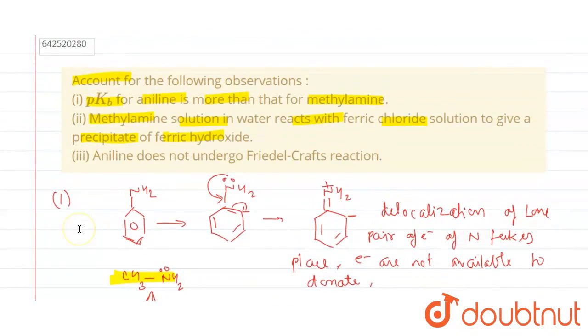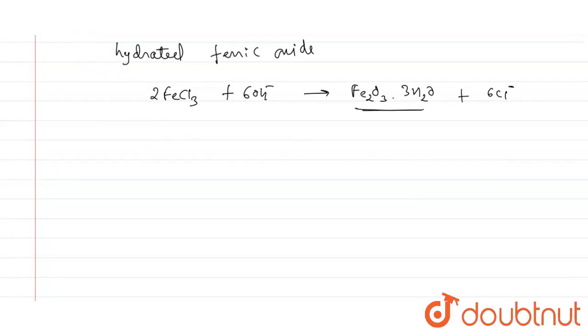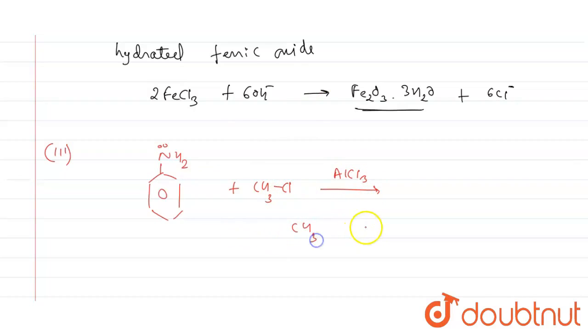Third, we have: aniline does not undergo the Friedel-Crafts reaction. So the reason for the third is why aniline does not show the Friedel-Crafts reaction. This is aniline, which has NH2 here, and we are going to react it with, suppose, CH3Cl and AlCl3. Now AlCl3's work is to generate the electrophile. We take CH3Cl plus AlCl3. This aluminum chloride acts as a Lewis acid.